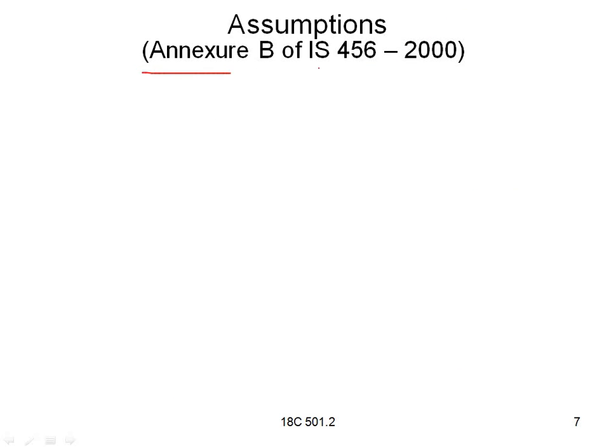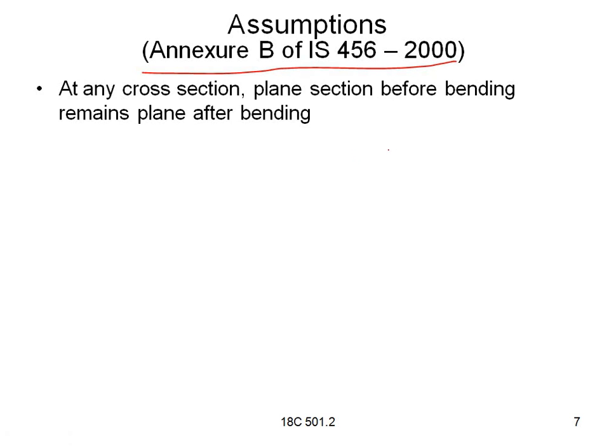Whereas assumptions. So what are the assumptions? Let us see now. Assumptions as per Annexure B of IS 456-2000. At any cross section, plane section before bending remains plane after bending. So the structure should be a plane section before bending and remain plane after bending. This should happen in any beam or any structure in the cross section. Okay, so this is the first assumption.